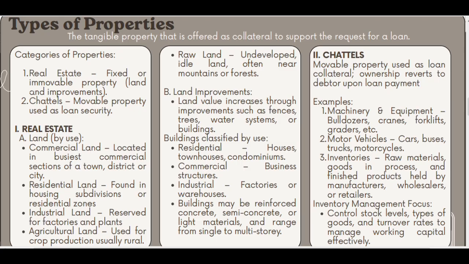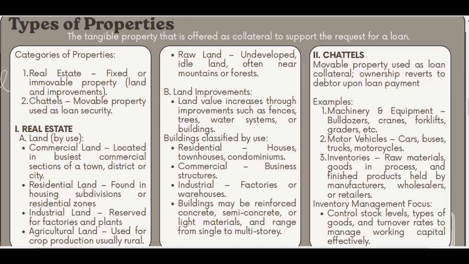Buildings classified by use. Buildings are further classified based on their use, each having unique valuation and risk profiles. First, we have residential. These are the houses, townhouses, and condominiums. A perfect example here is a high-rise apartment building, which is valued using comparable sales, rental income, and location.